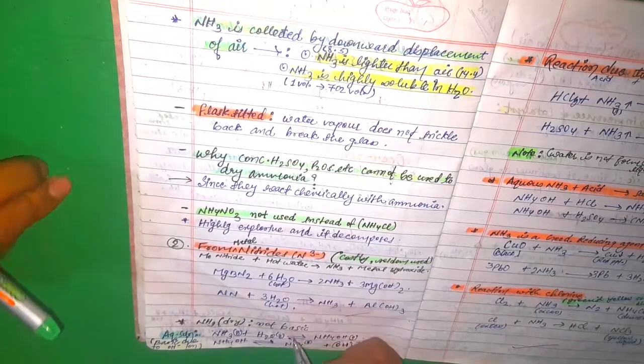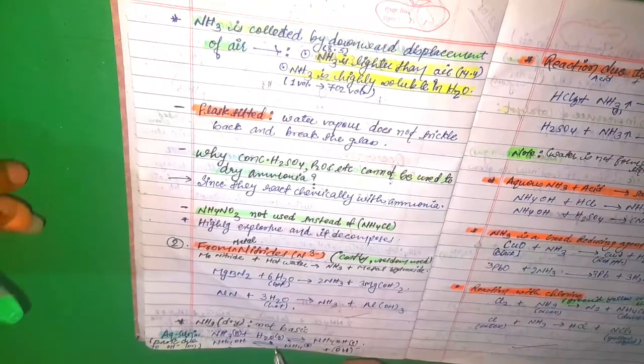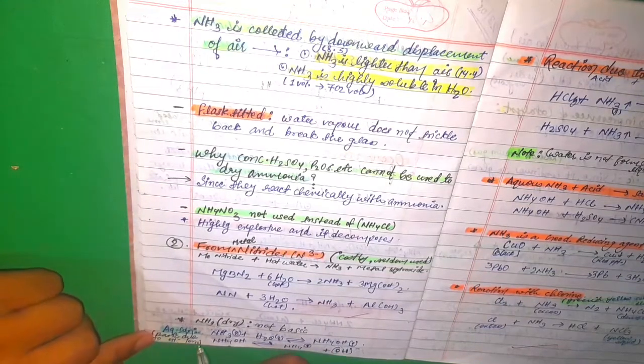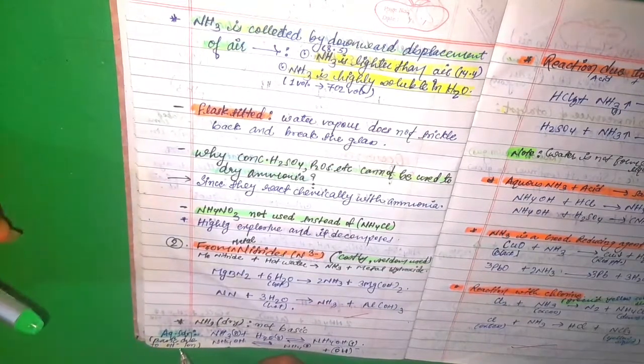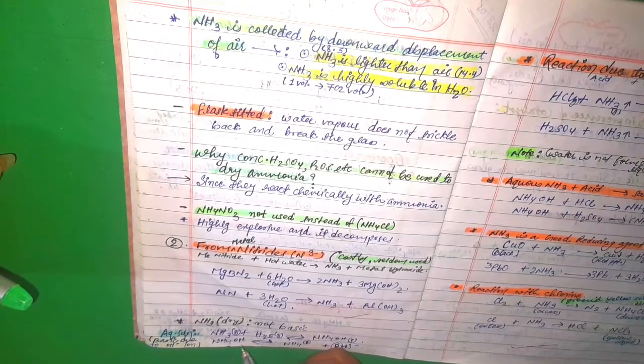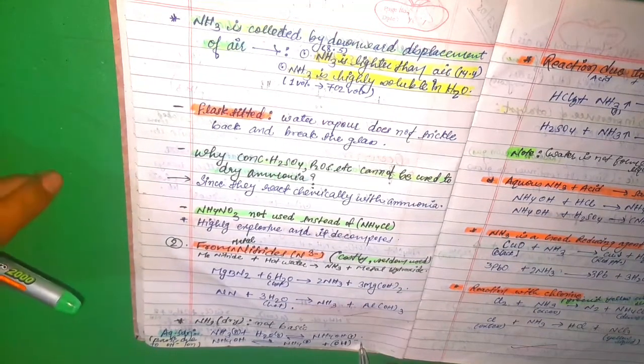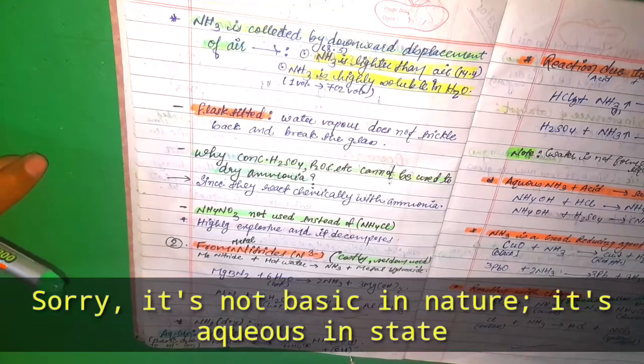Now the next is, dry NH3 is not basic. Dry ammonia is not basic, but the aqueous solution is basic due to the presence of OH ions. The aqueous solution of ammonia is basic in nature. So we will see here, ammonia plus water forms ammonium hydroxide, and when ammonium hydroxide splits into two, it forms ammonium plus OH ions. Because of this only, ammonia is basic in nature.